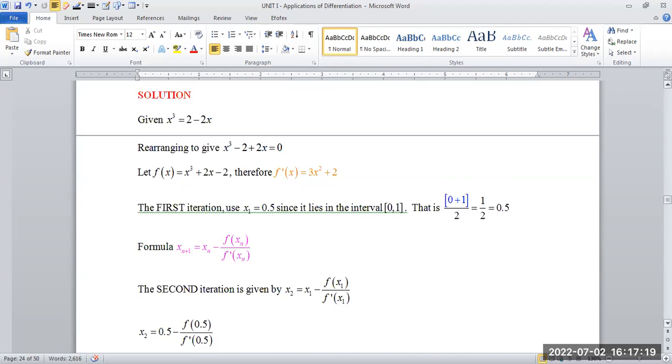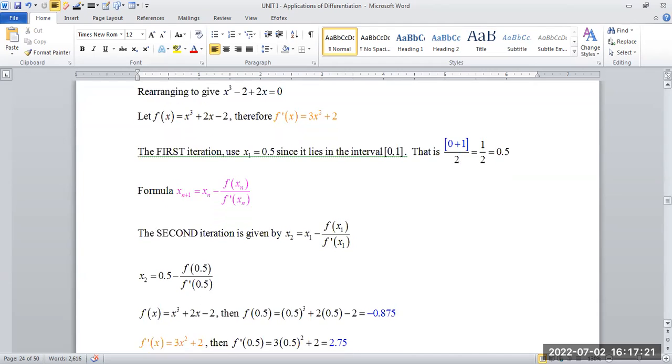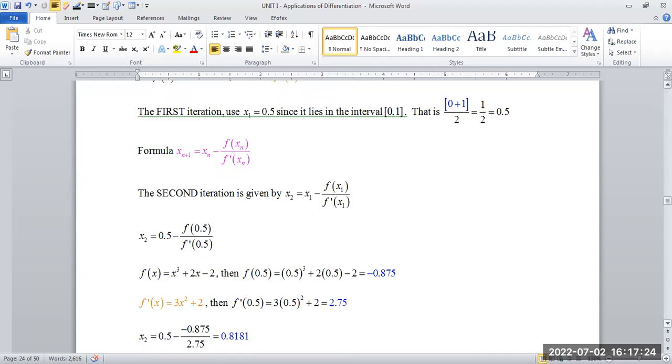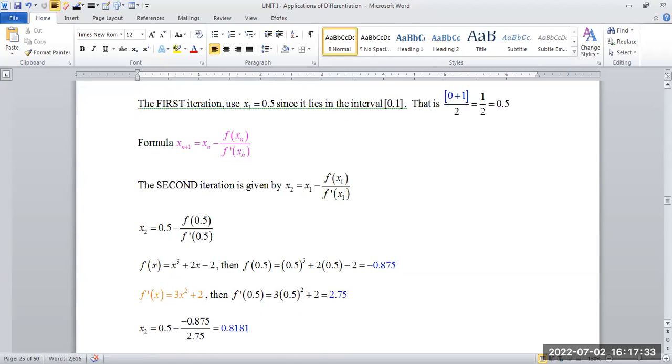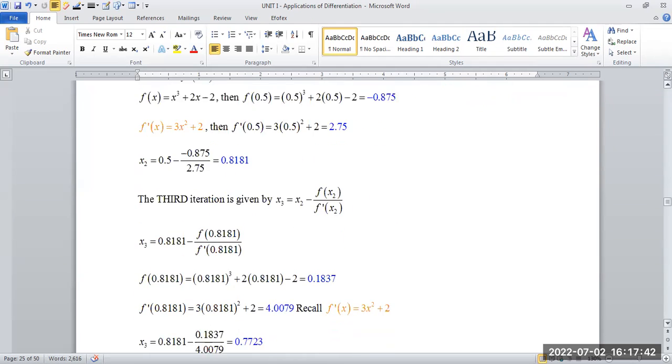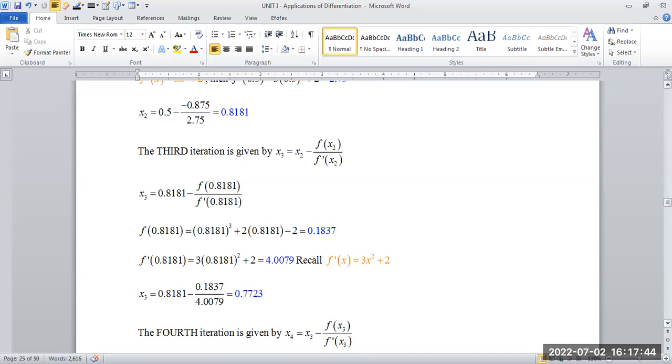My first iteration is 0.5. Agree? Yes, sir. My second iteration is 0.8181. Agreed? Mhm. 0.8188? Yeah. My third iteration is 0.7723. Yes, sir. Good.